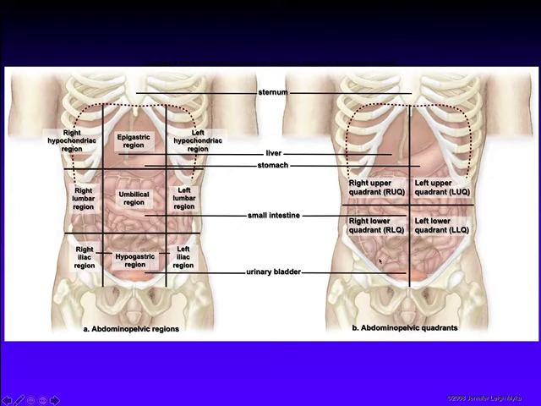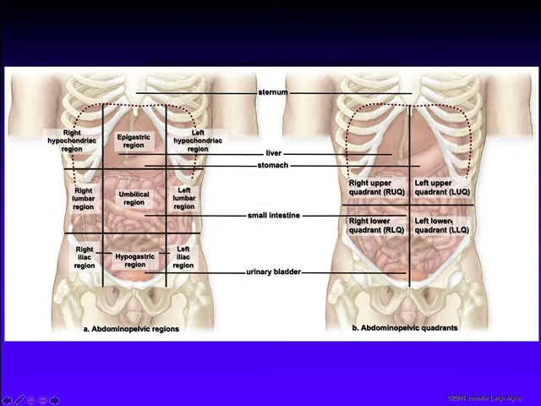In the right lower quadrant, we've got the appendix, the cecum, the ascending colon, portions of the small intestine, a little bit of bladder, okay? And then in the left upper, we've got some stomach, some liver, some transverse and descending colon, some small intestine, okay? And we've got the spleen way over back here, and portions of the pancreas, which are covered up by a lot of this other stuff, okay?